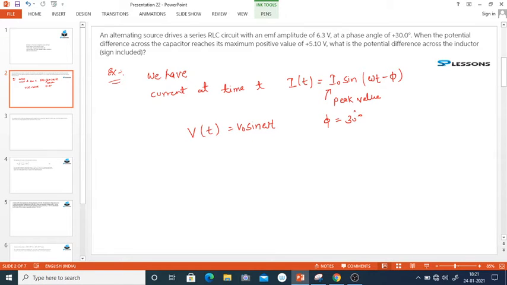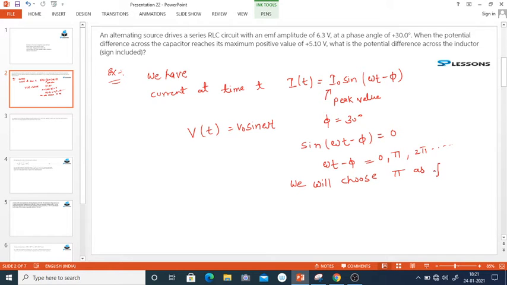Since the potential difference across the capacitor is maximum, that can only occur when current is at zero. It means sine of omega t minus phi, which is equals to 0, or we can write omega t minus phi, which is equals to 0, pi, 2 pi and so on. So we will choose pi as follows.